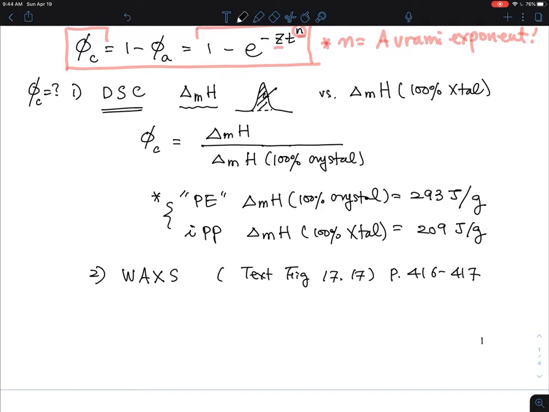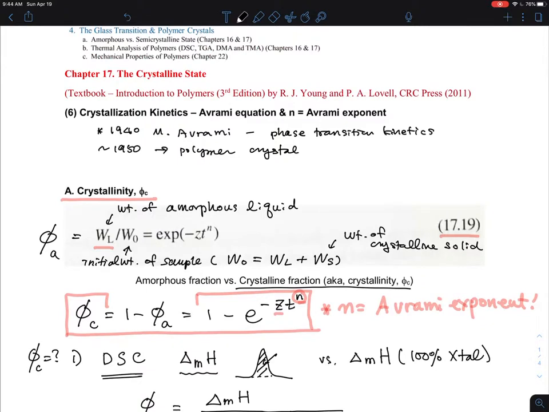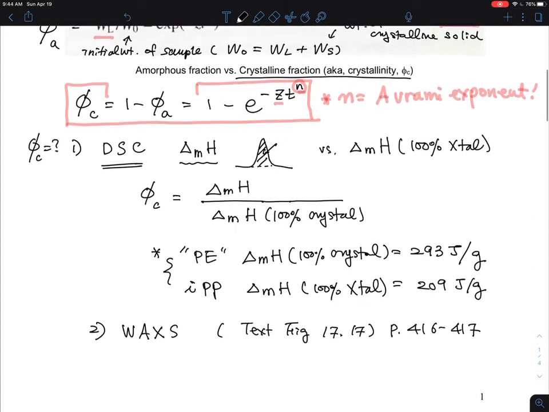And by the way, the Avrami equation and the whole crystallization process is discussed in section 17.7, page 428, of this text.